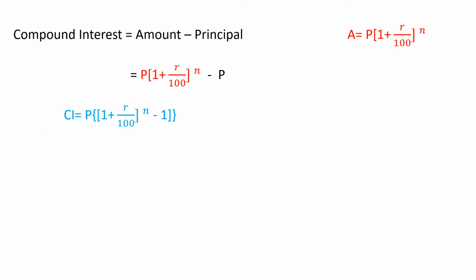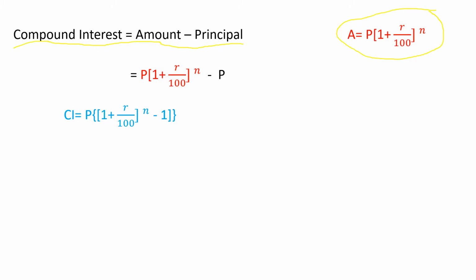Next, we are going to see the formula for compound interest. So, what is the formula for compound interest, children? Amount minus principal. Already we have learned the formula for amount. What is the formula for amount, children? Just now we have learned: P into 1 plus R by 100, the whole power n. This is the formula for amount, right? So the formula for compound interest is amount minus principal.